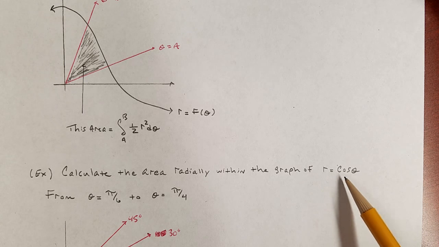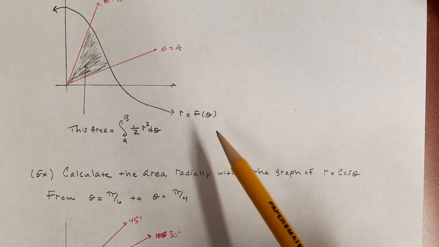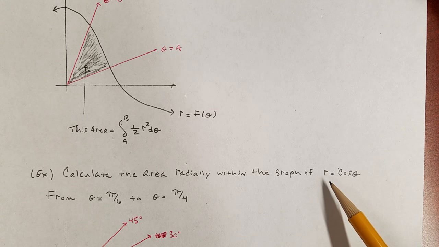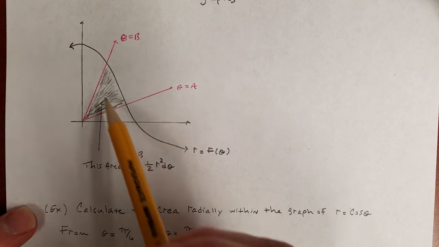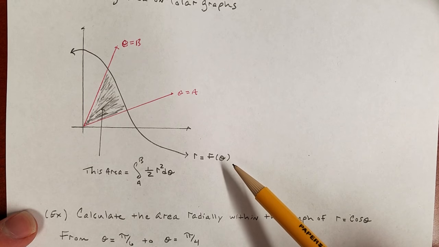What if R was cosine theta? R is a function of theta, meaning you plug in the angle as the input, and then you get R, the radial coordinate for the polar coordinates. And you plot all those points and you get some kind of a curve. That's what R equals f of theta is.